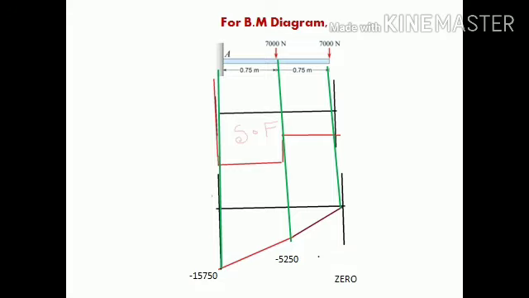Here we can see that in the previous class we saw that in a simply supported beam, BM is always in the upward direction, meaning positive, but in a cantilever beam, BM is always negative. We have to remember that in a simply supported beam BM is always positive, and in a cantilever beam BM is always negative. So these are the SF and BM diagrams for a cantilever beam.